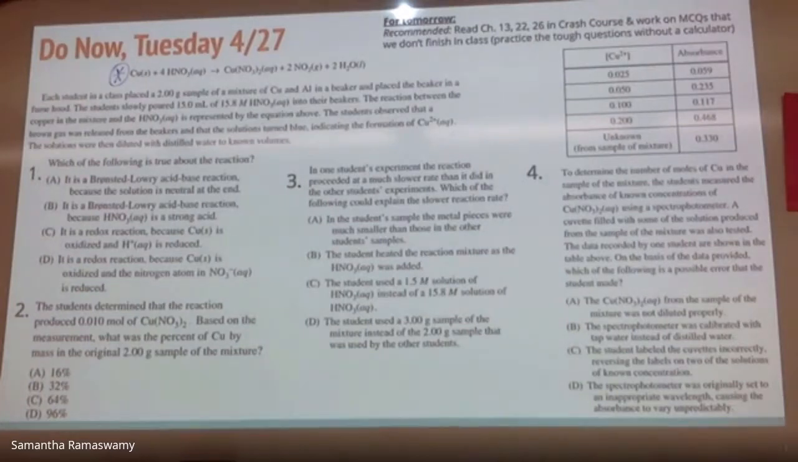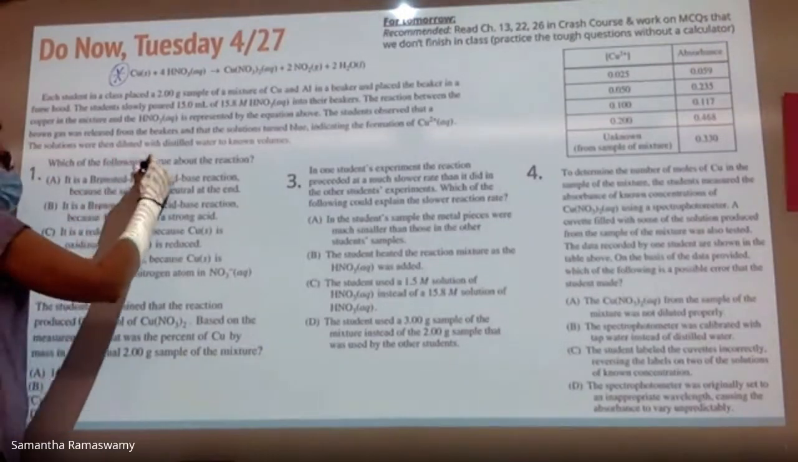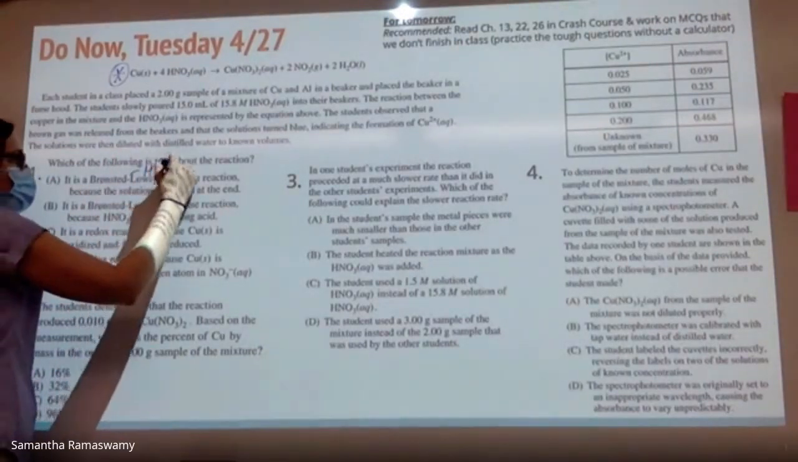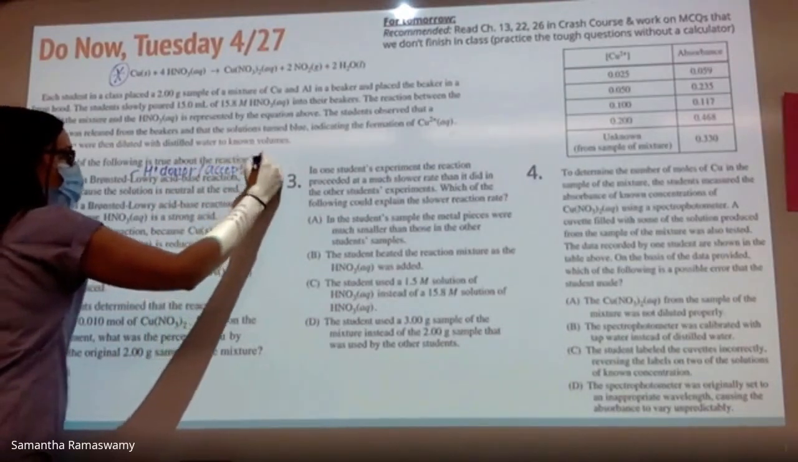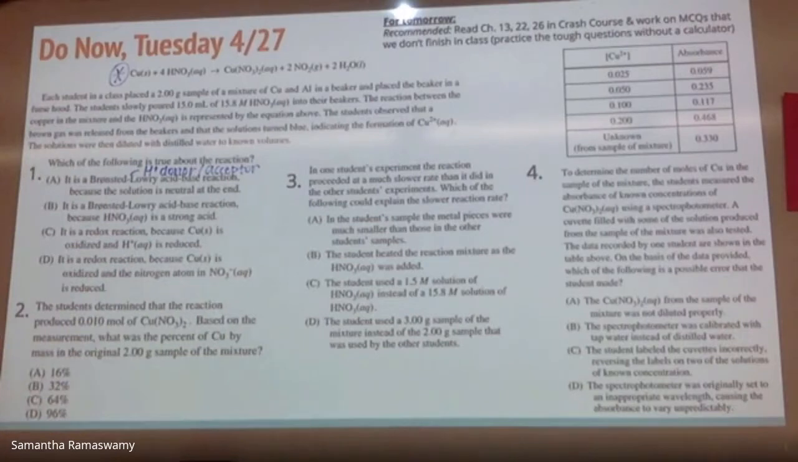If you read the 4 choices, we notice that it's either a Bronsted-Lowry acid-base reaction or a redox reaction. So the first thing that you want to do is think about what each type of reaction would look like. A Bronsted-Lowry acid-base reaction is when you have a proton donor and a proton acceptor. So in order for it to be a Bronsted-Lowry acid-base reaction, we should see an H+ being donated from the acid and accepted by the base.